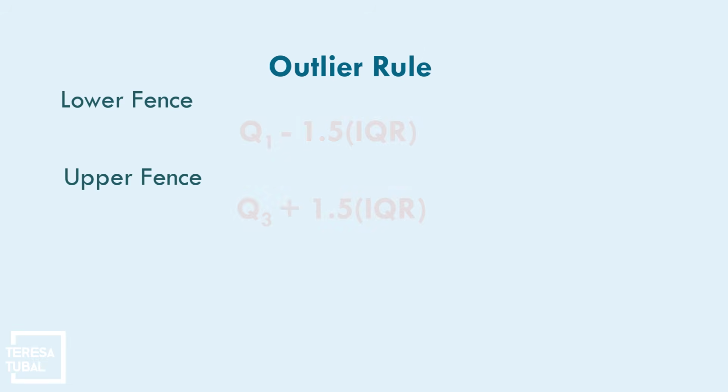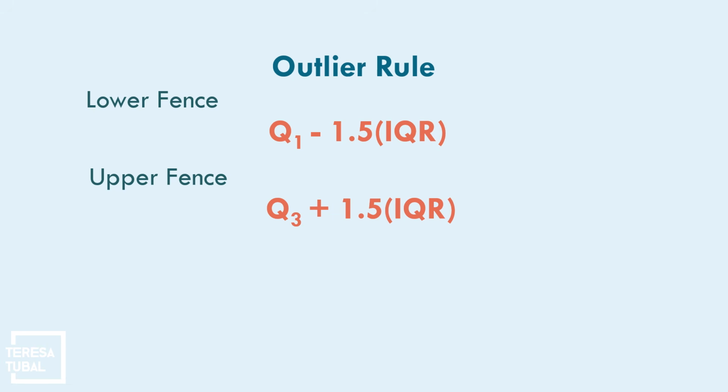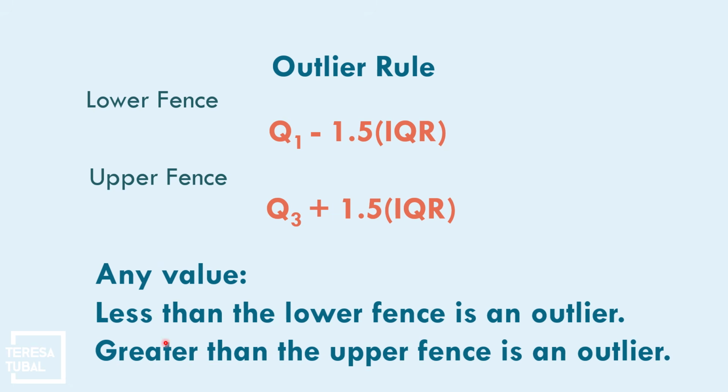What could be the outlier rule? The lower fence is the value of quartile 1 minus 1.5 times the interquartile range. The upper fence is quartile 3 plus 1.5 times the interquartile range. It means any value less than the lower fence or greater than the upper fence is an outlier.